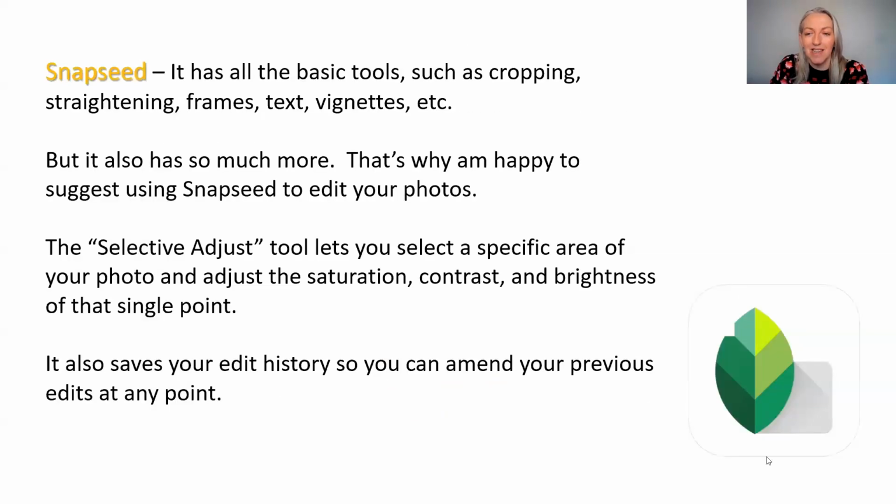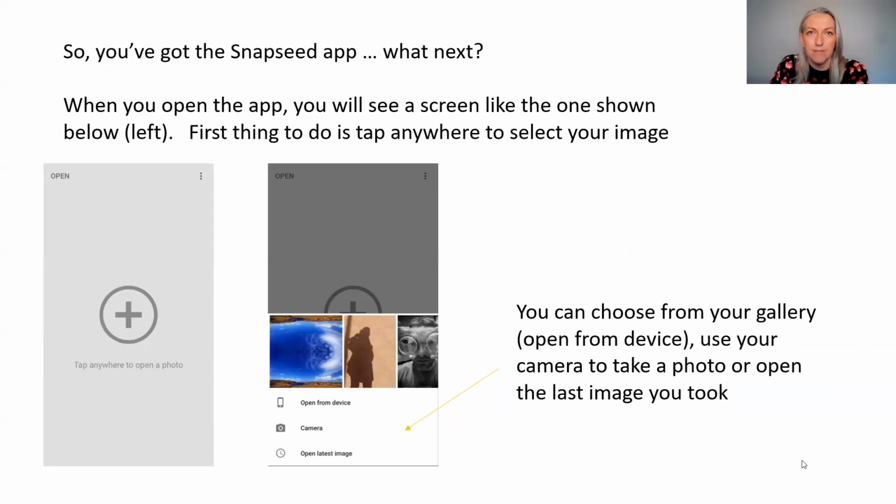If you're looking for the app, if you search for Snapseed, you'll find it in the App Store, or on Google Play on Android phones. Then you open it and it'll come to this screen here. Do what it says on the screen. Tap the big X in the middle of the screen, and then it brings you this menu where you will have the option to open from device, which means it opens the gallery or the Photos app.